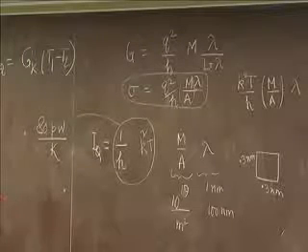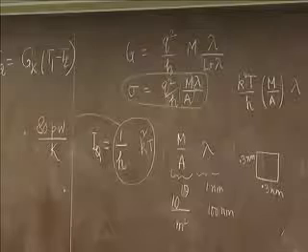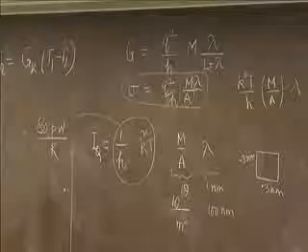Could you run through that argument once more? Why is the wavelength so short? Why is that?